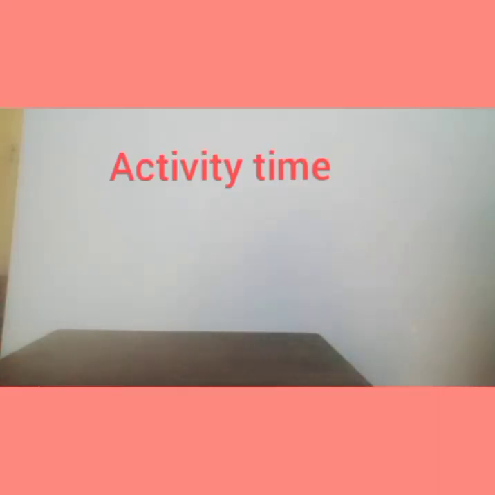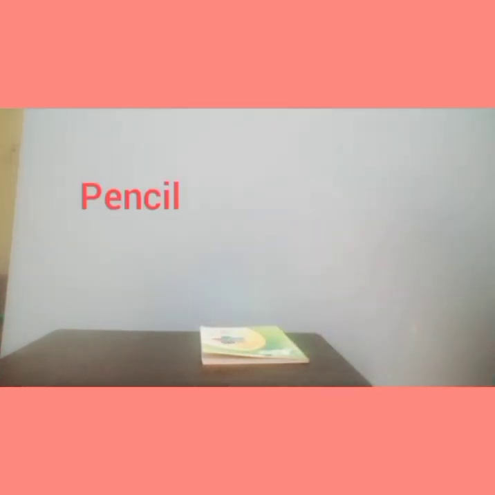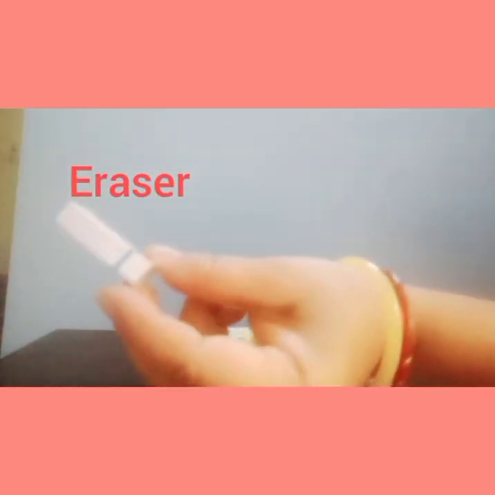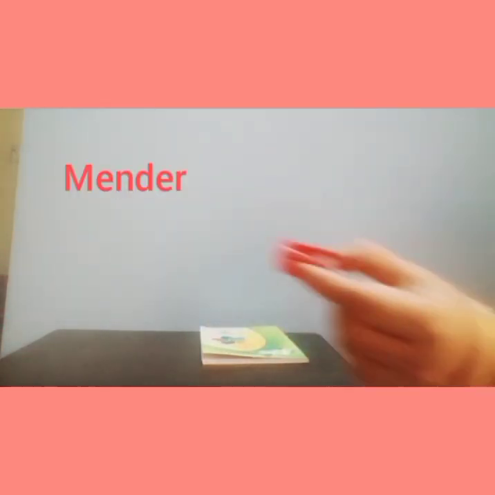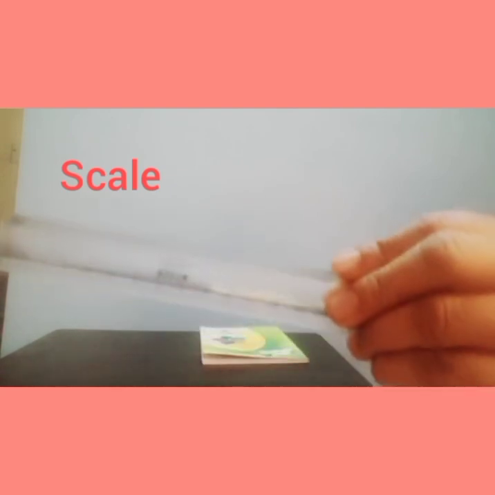Children, we use so many things in our daily life, and we will put them back in their place so that we can reuse them. So whenever we read or write, what will we use? We use a book, a pencil, an eraser, a sharpener or mender, and a scale.